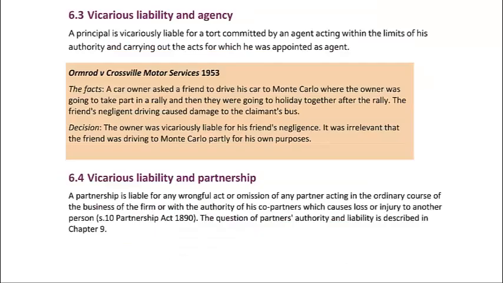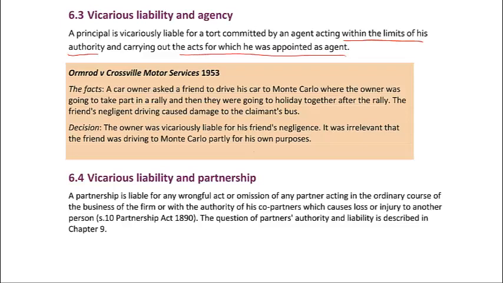Now, I said we'd mention agency, so just quickly. A principal is vicariously liable for a tort committed by his agent, but again, he has to be acting within the limits of his authority and carrying out the acts for which he was appointed. And the case on there, again, I think it's unlikely you'll get a question on this, and if it does, it should be quite simple.